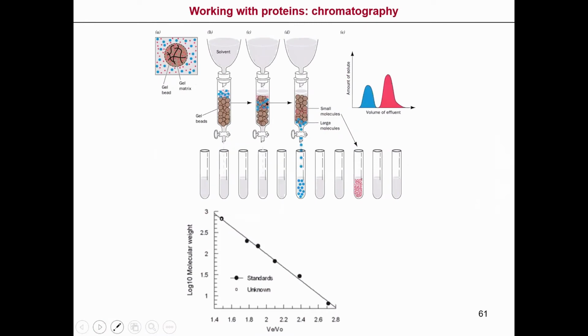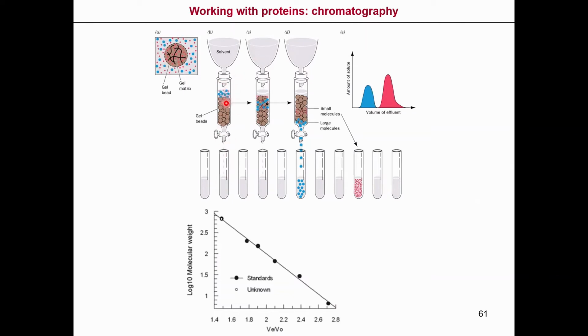So here, for example, I have a mixture of blue and red proteins. The blue ones are bigger proteins, the red ones are smaller proteins. The smaller proteins can go into the beads because there are a lot of pores and they can go inside the pores. The bigger blue proteins cannot go into the beads, so they will be eluted first.